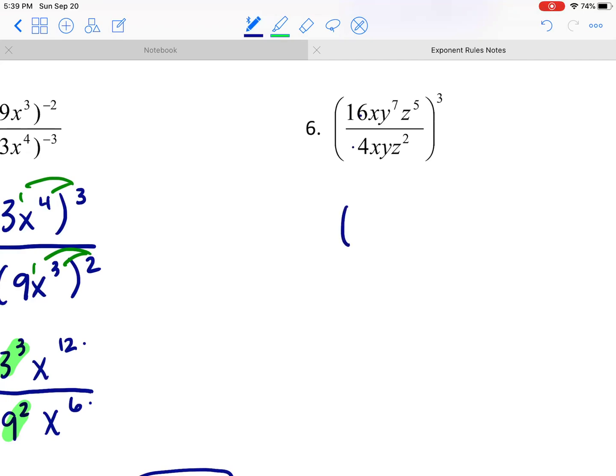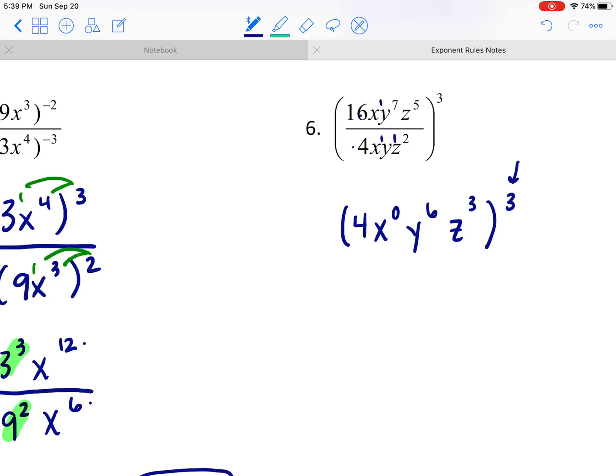So inside the parentheses, 16 divided by 4 is going to be 4. And then we're going to have x to the 1 minus 1 is 0. We're going to have y to the 7 minus 1, which is 6. We're going to have z to the 5 minus 2, which is 3. And then all of that is being raised to the 3rd power.